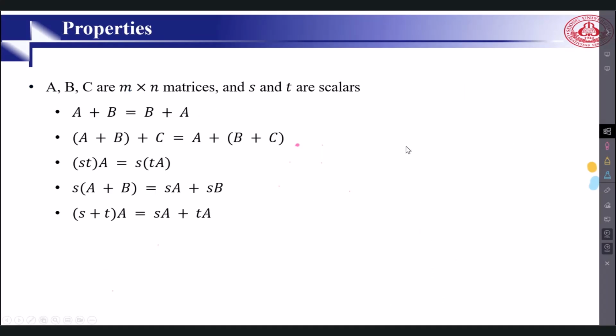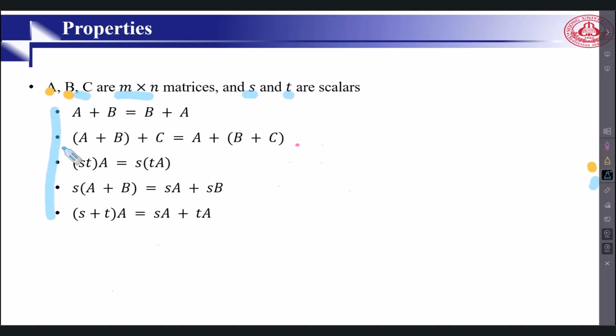So here are the properties of matrices. If we have three matrices A, B, and C, and these are m by n matrices, and we have S and T as our scalars, then these are the different properties of matrices that we have. The first one is matrix addition, which is commutative.